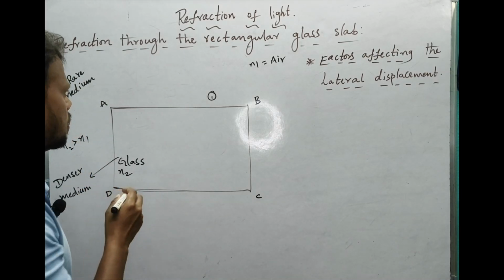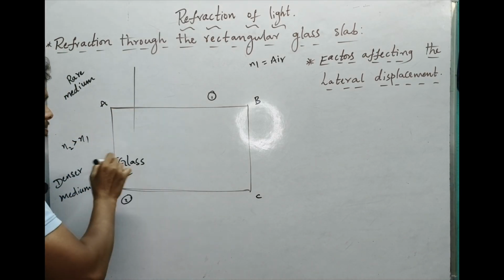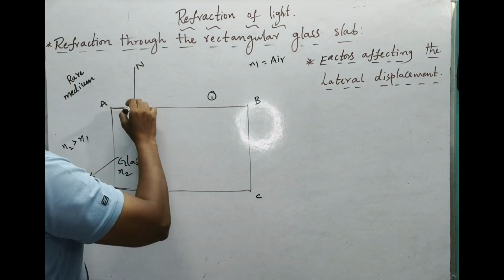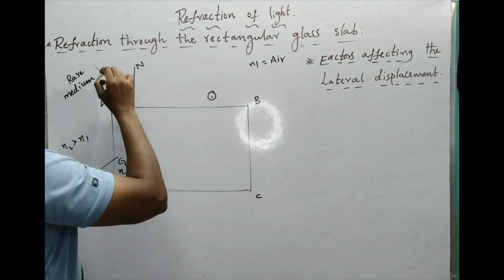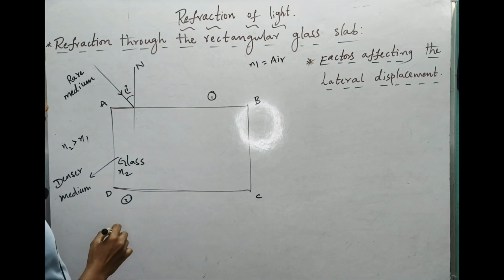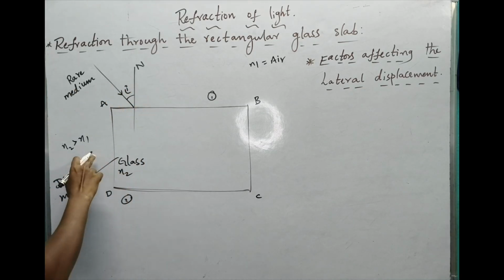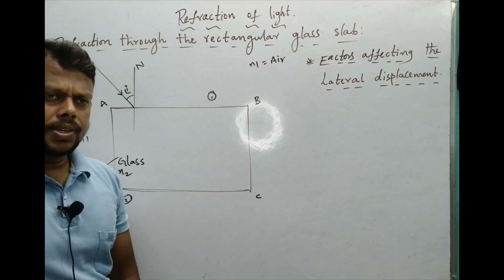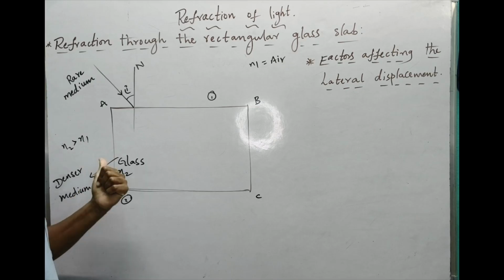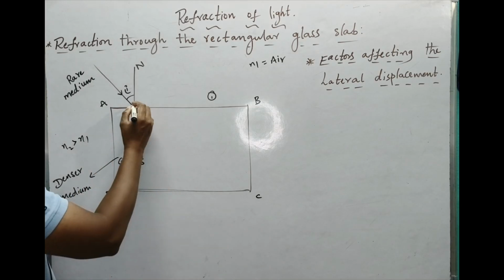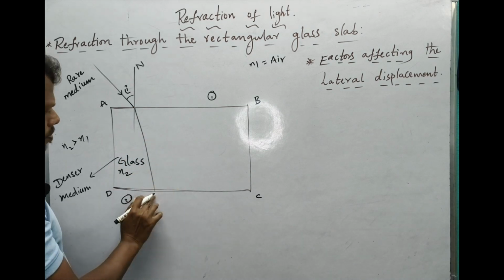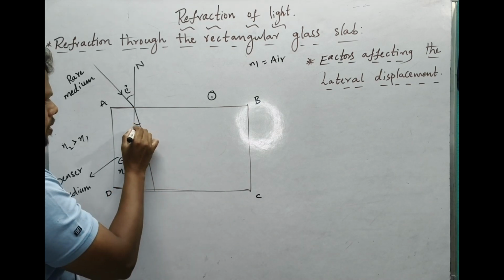For the AB surface, I will draw the normal, N. This is the incident ray, and this is the incident angle I. The light ray travels from rarer medium to denser medium. As we learned, when a ray of light travels from rarer to denser, the refracted ray bends towards the normal and passes. This is the refracted angle.